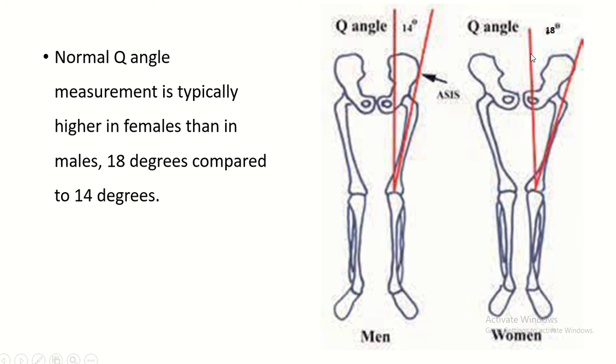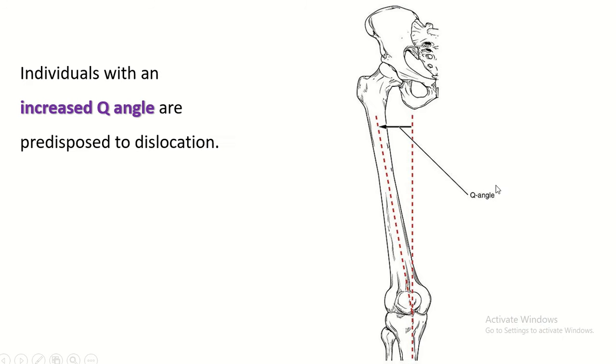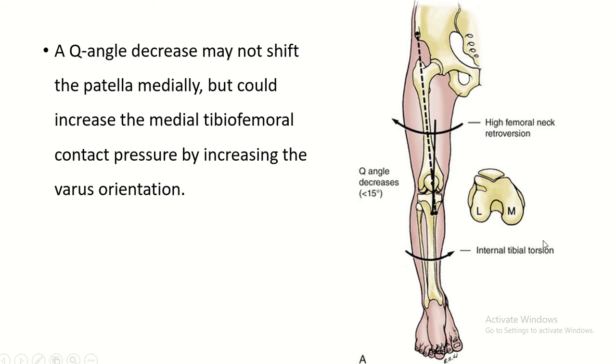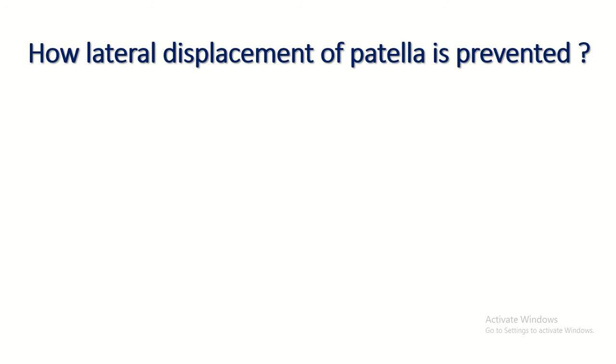In females, the Q angle is wider, and a larger Q angle predisposes to patellar dislocation. The increased Q angle increases the lateral transverse force, which leads to lateral patellar dislocation. A decreased Q angle may not shift the patella medially, but could increase the medial tibio-femoral contact pressure by increasing the varus orientation.